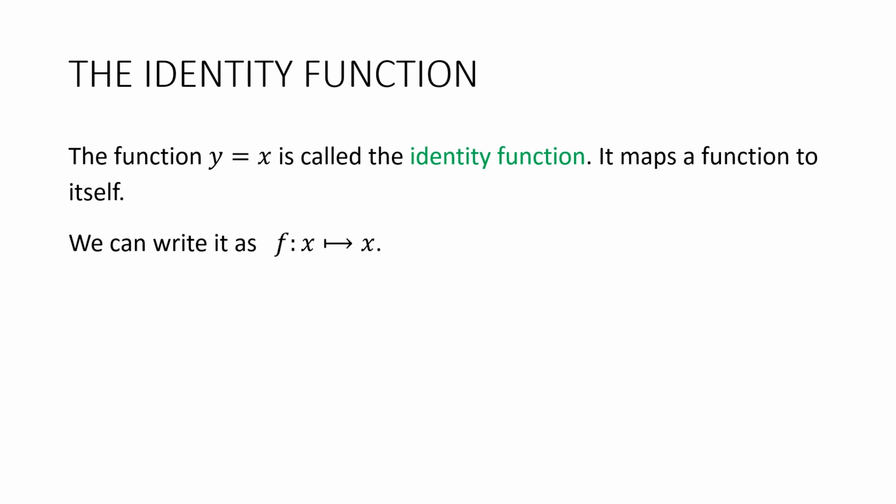A couple of things just to finish off. The function y equals x is called the identity function. It maps a function to itself. Whatever you put in, if you put apples into the function box, you get apples out. That's why it's called the identity function. And this is how we would write it: we would define the function f such that x maps to x.